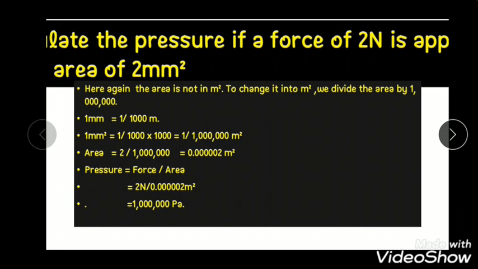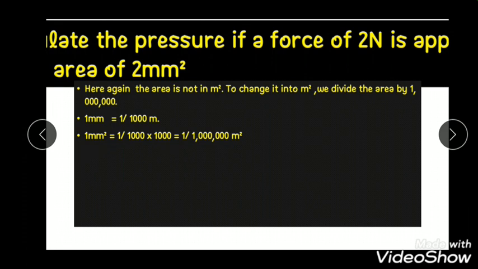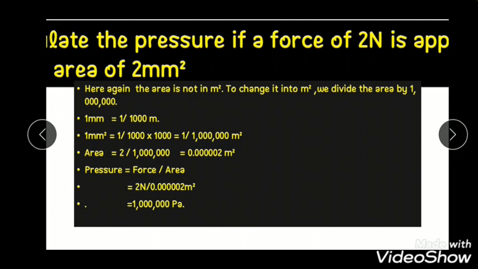In the previous problem, what did we get? We got the pressure as 10,000 Pascal. Their area was more, 2 centimeter square. Now area is reduced, so pressure increased. Now you understood what happens. When area is reduced, the pressure is increased. So the pressure depends on area.